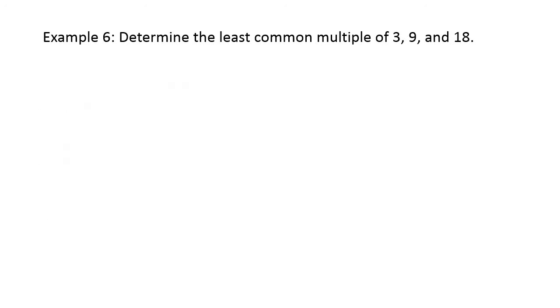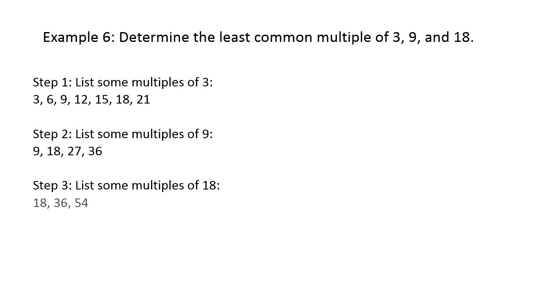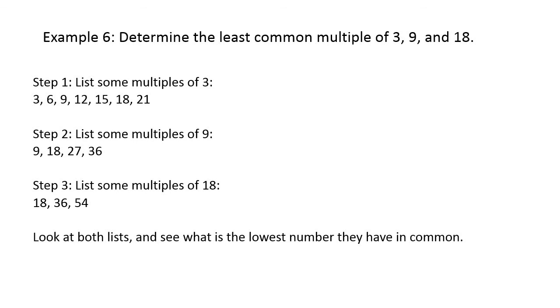Example 6. Determine the least common multiple of 3, 9, and 18. Step 1. List some multiples of 3. So there's some multiples there. Step 2, list some multiples of 9. 9, 18, 27, 36. And then step 3, list some multiples of 18. 18, 36, 54. Look at all lists and see what is the lowest number they have in common. And that number is 18.